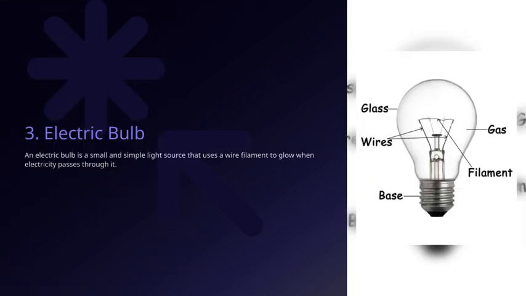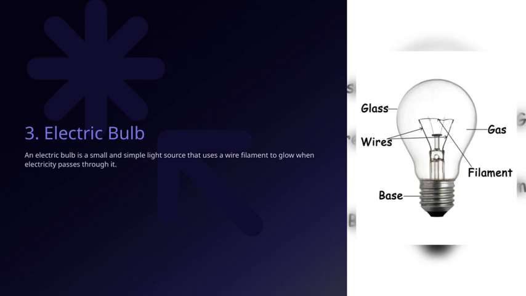Let's take a closer look at the electric bulb. The electric bulb is a small, simple device that provides light. It works by passing electricity through a tiny wire called a filament. When the electricity flows through this filament, it heats up and begins to glow, producing light. This process is what makes the bulb so effective as a light source. The filament's ability to glow without burning out quickly is what makes the electric bulb both practical and reliable. Connecting this to our overall theme, the electric bulb revolutionized how we light our homes and workplaces, making life brighter and more productive.